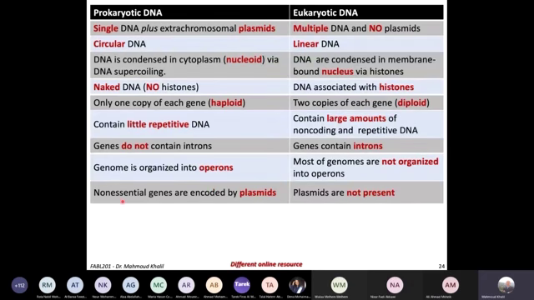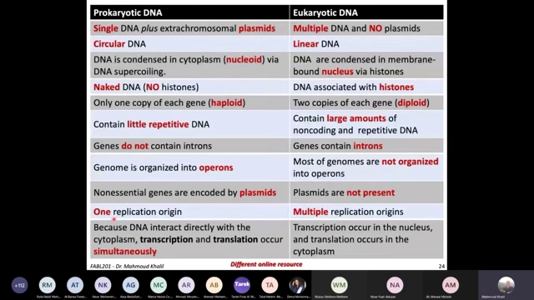Here, the non-essential genes are encoded by the plasmids, if you remember, the extra-chromosomal DNA. But of course, in eukaryotes, there are no plasmids. As we said, in prokaryotic DNA, there is one replication origin, but in the eukaryotic DNA, there are multiple replication origins. Because the DNA exists in the cytoplasm and interacts directly with it, transcription and translation occur simultaneously, coupled together at the same time. But in eukaryotic DNA, the story is different, because transcription occurs in the nucleus and translation occurs in the cytoplasm.